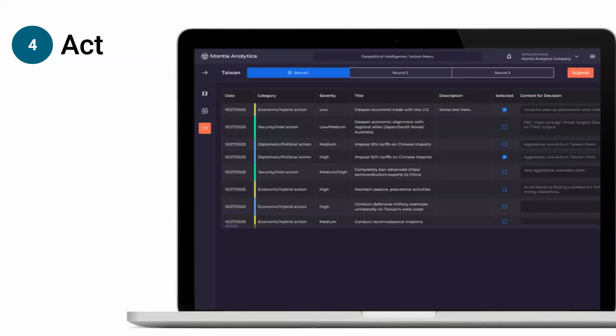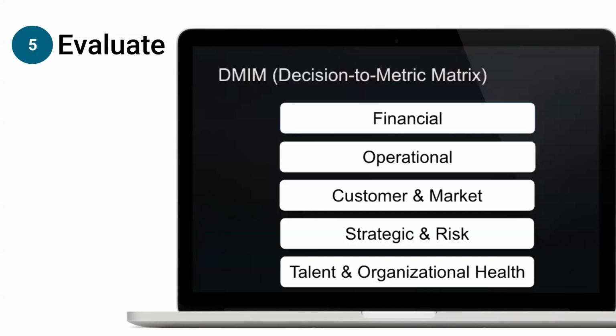Next slide. In the following scenarios in the platform, we can plan some kind of strategic decisions, like how we will react to specific geopolitical scenarios and developments. And next slide. What is mostly important is how we will evaluate such decisions in terms of the impact on key areas of the organization.